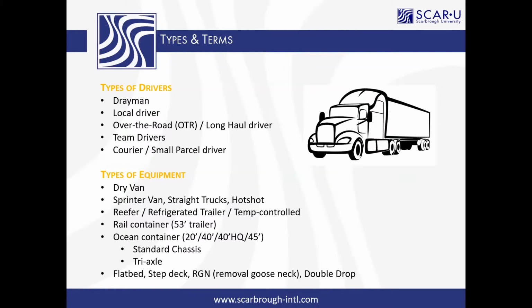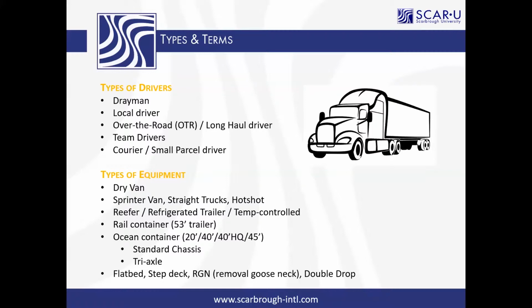We have the refrigerated trailers. Those are for your temperature control loads. They could be for frozen. They could be for refrigerated, or just sometimes in the summer you'll need them just to keep them below a certain temperature. Rail containers, those are going to be your containers that are on the rail. Most often they are 40 or 53-foot dry van trailers. They do have some refrigerated rail containers.